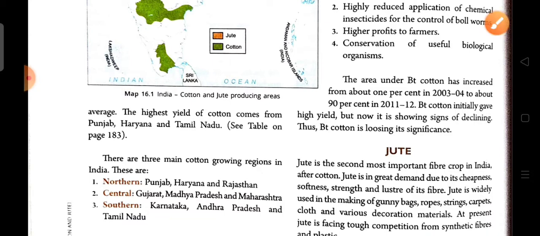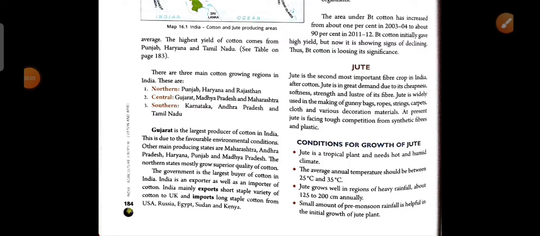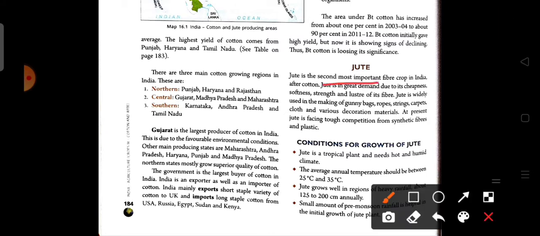Now we are going to discuss another important crop, that is jute. So let's see. Jute is the second most important fiber crop in India after cotton. So cotton is the first important fiber crop and the second one is jute.